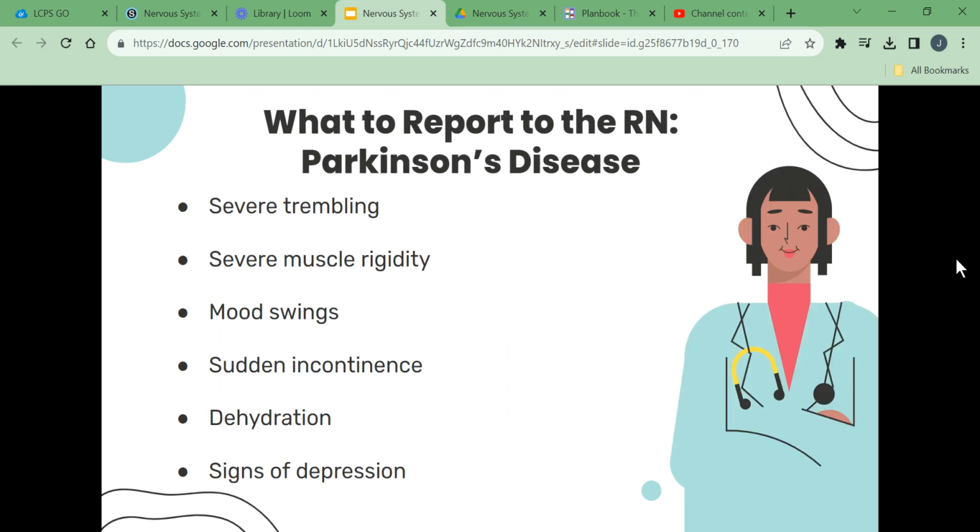Some things to report to the RN regarding Parkinson's disease include severe trembling, severe muscle rigidity, mood swings, sudden onset incontinence, signs of dehydration, and signs of depression.